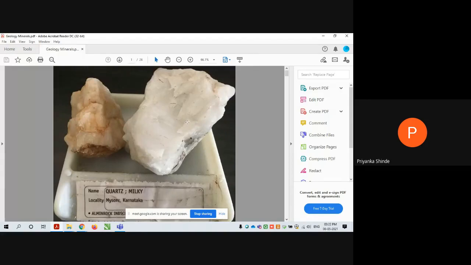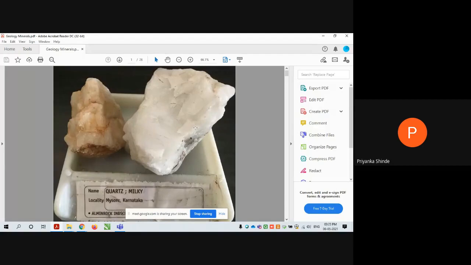Varieties of quartz we are going to discuss. So here, the main properties we have to understand are the color, streak, luster, diaphanity. These four are the light dependent properties we discussed in the previous class. Then specific gravity, hardness, cleavage, fracture, tenacity. These are again important properties which will help us to identify minerals.